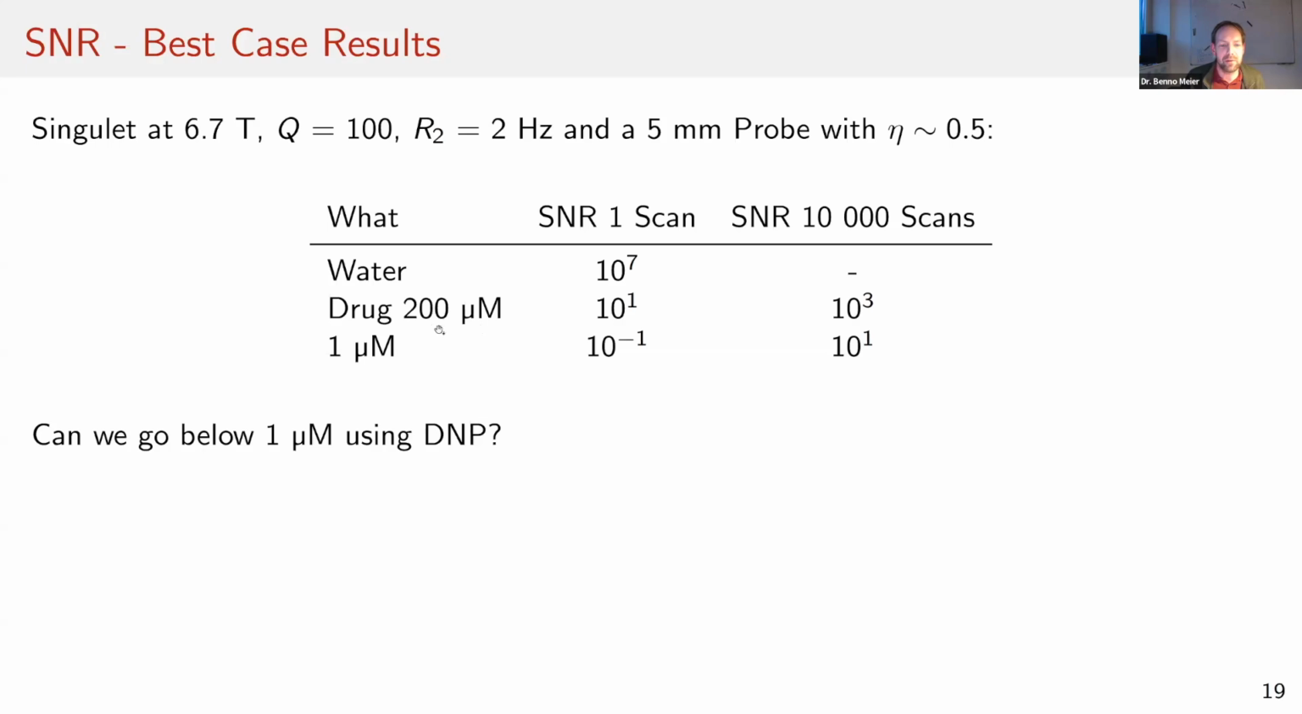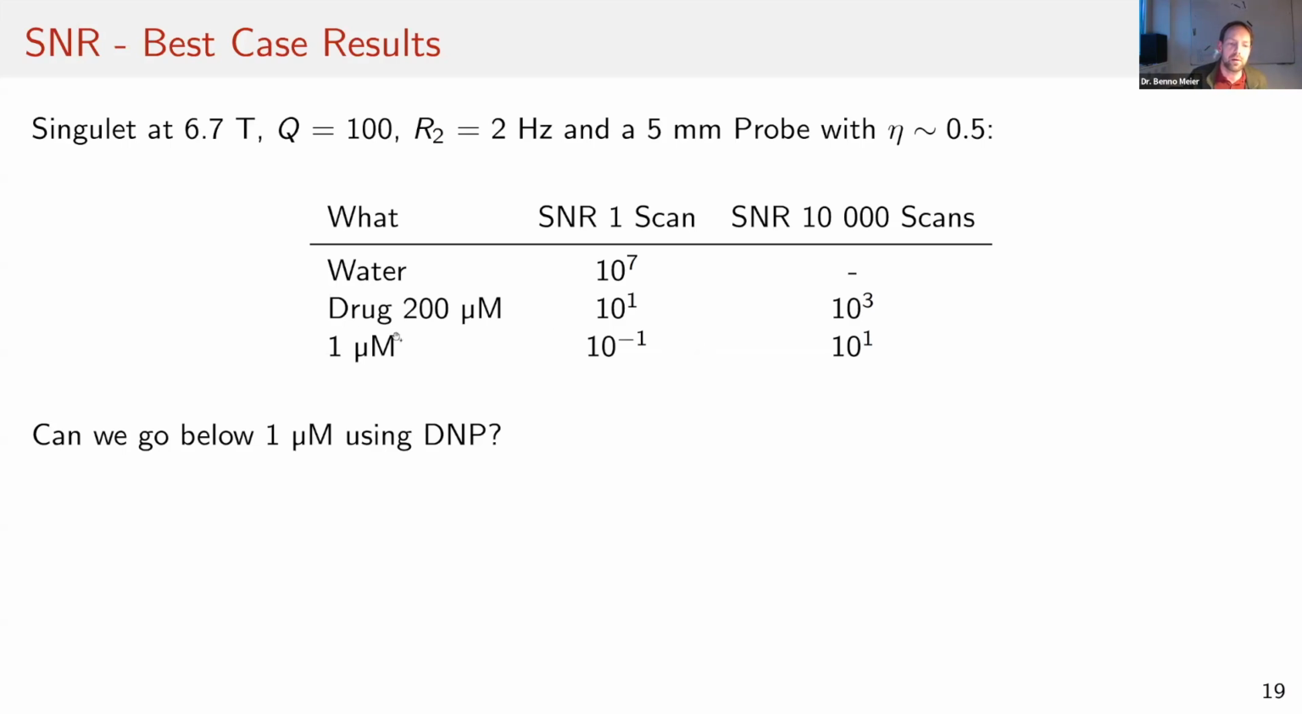Now, if we go down to the drug screening setting, at 200 micromolar, then our signal-to-noise ratio after a single scan would just be 10. And notice these are very forgiving circumstances because I said I have a singlet here. If I have J couplings to other spins, then of course my line splits and the signal-to-noise goes down. So here I already have a fairly low signal-to-noise ratio, and I can boost it by doing signal averaging. If I record 10,000 scans, then I can boost my signal-to-noise by a factor 100.